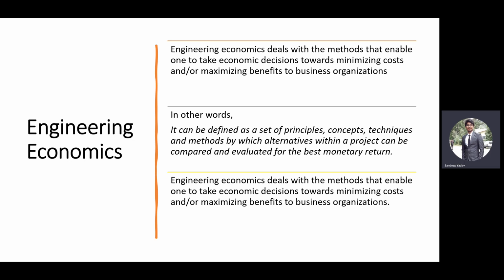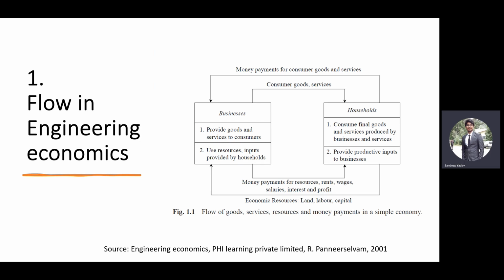Now let's discuss the flow in engineering economics. In any basic engineering economic model, there are two things. One is the business, second is the household. So if we see, businesses need land, labor, capital.